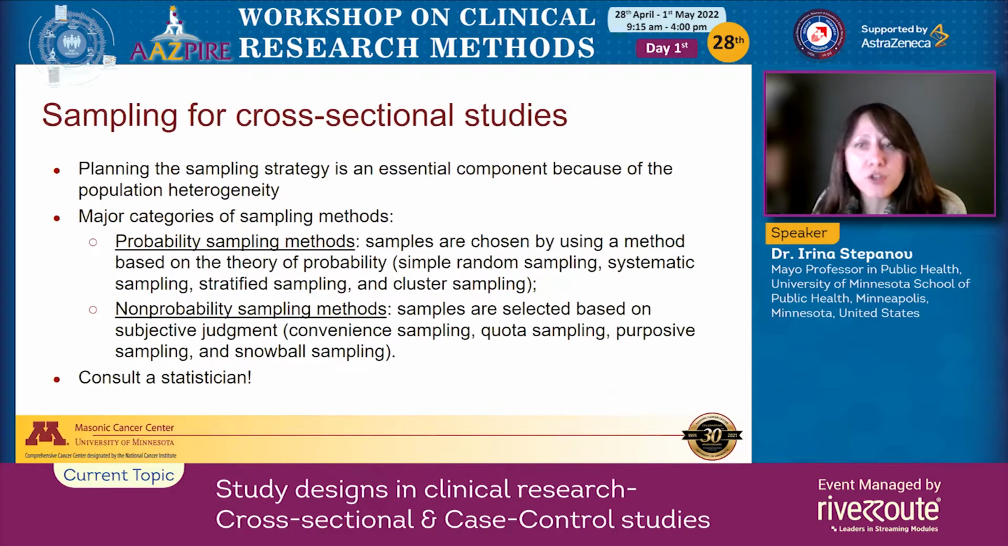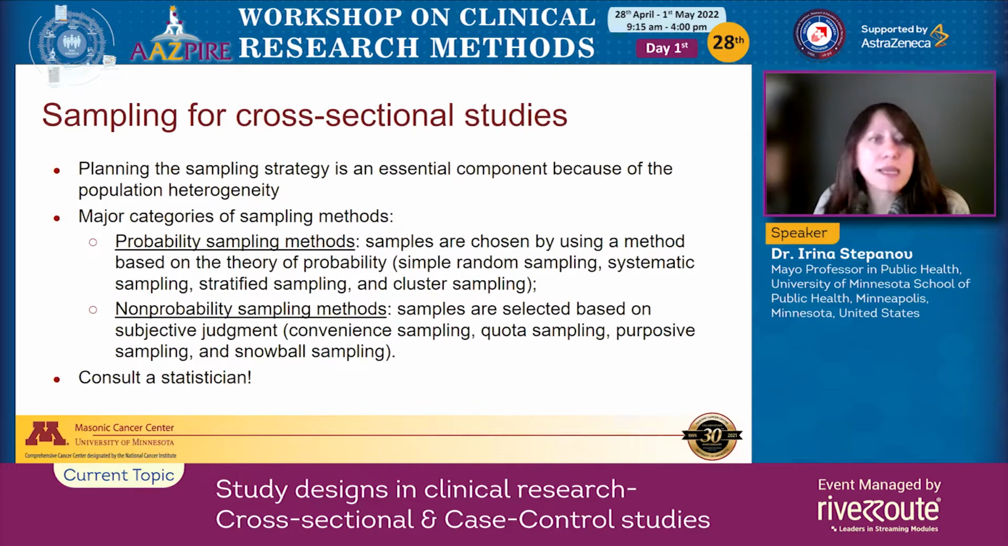So there are 2 major categories of sampling methods. One is probability sampling methods, in which samples are chosen by using a method based on the theory of probability. And there are different types of these sampling methods. Some commonly used examples are simple random sampling or systematic sampling, stratified or cluster sampling.